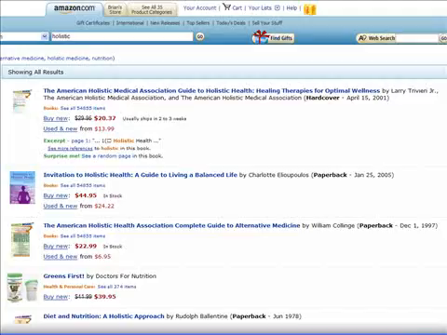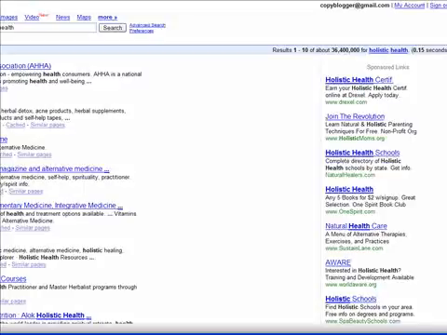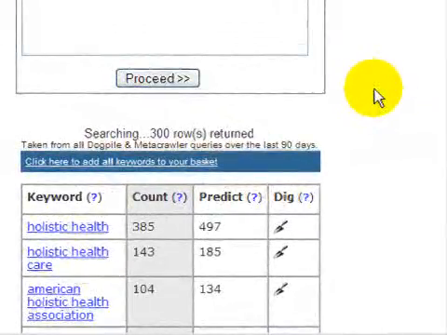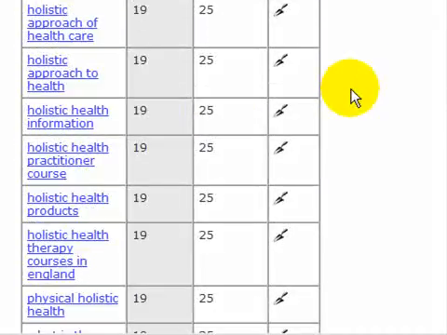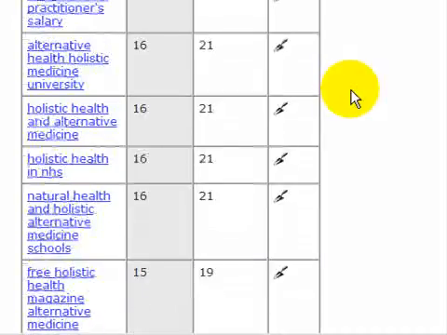Okay, so now the serious research begins. We're going to see what Amazon is offering as far as general guides to holistic health. Then we're going to see what's available in the search engines and see what other people are selling when it comes to the keywords that we're interested in. And we'll even go back to Word Tracker and dig in deeper into alternative related keywords to holistic health.